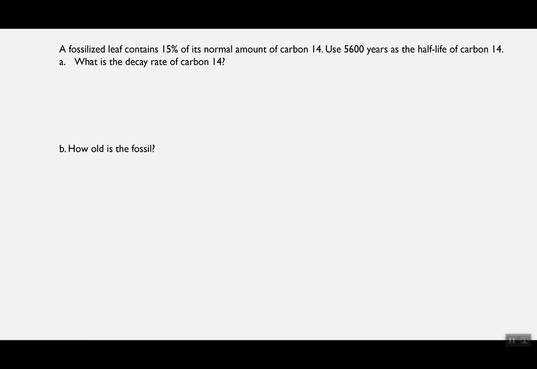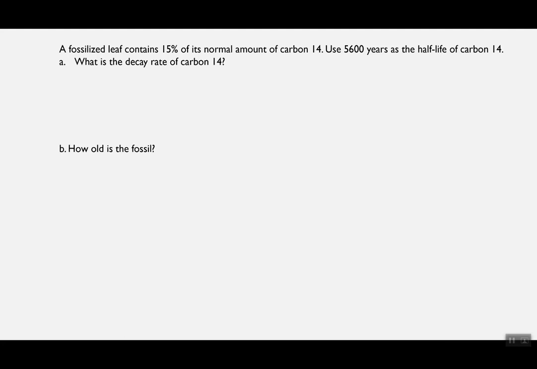It says a fossilized leaf contains 15% of its normal amount of carbon. And then we're going to use 5,600 as the half-life of carbon-14. So that's a really long half-life. We just had one that was 710. Now we have one so much bigger at 5,600 years.